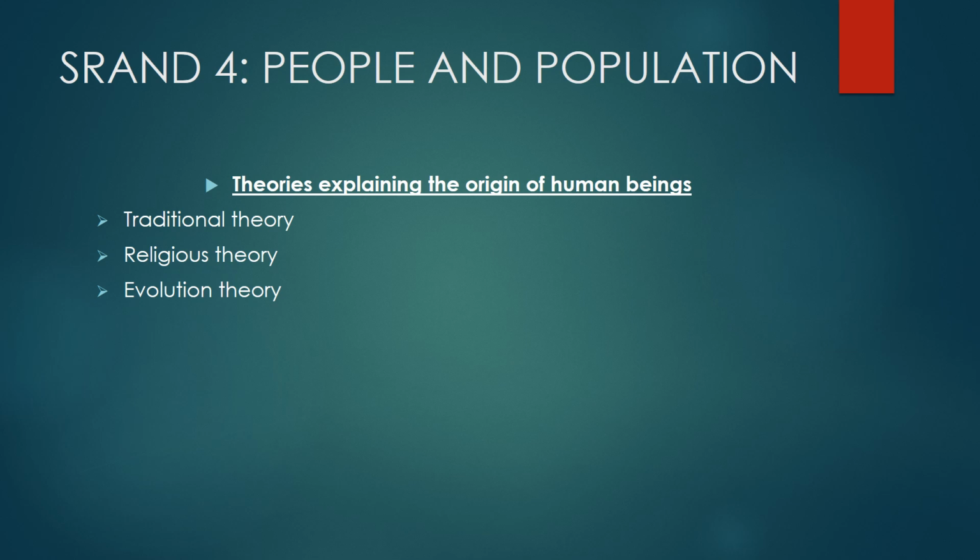Among the myths among the Nandi people states that the first two people, male and female, came from the knees of a giant. When the knees began swelling and later burst, out of the knees came two people, male and female. In our next theory, we have the religious theory.